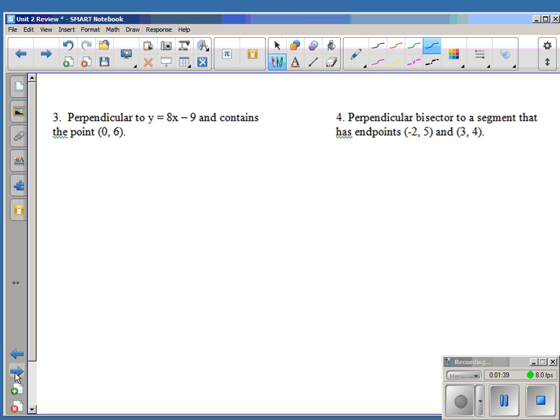Now we get to some tougher ones. The reason I put this one on is because I want you to remember what perpendicular means. So when you get to number 4, you remember what perpendicular bisector is. So they give me an equation, and all I'm concerned about is the slope of 8. So the perpendicular slope is going to be negative, and it's the reciprocal, so it'll be 1 over 8.